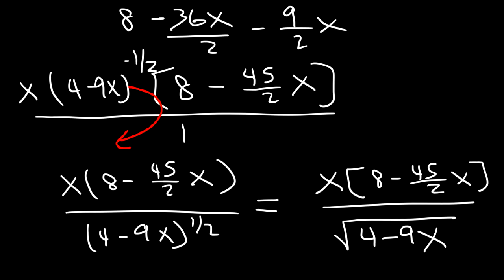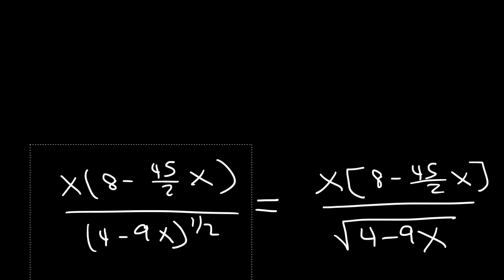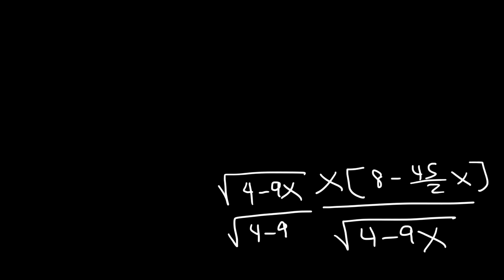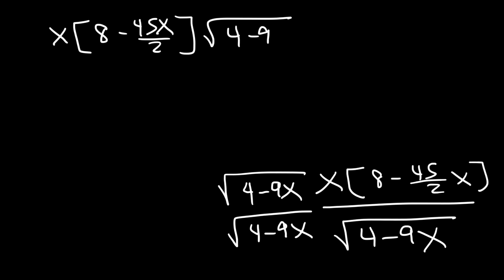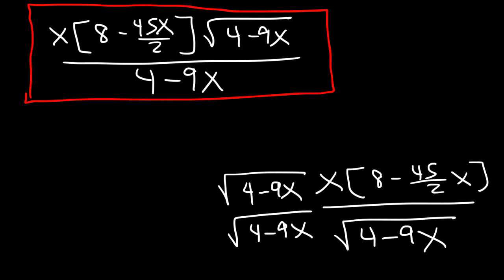But if you're told to rationalize the denominator, you can take it one step further. So if you need to do that, you can multiply the top and the bottom by the square root of 4 minus 9x. So you can also leave your answer as x, 8 minus 45x over 2 times the square root of 4 minus 9x divided by 4 minus 9x. So if you need to rationalize it, you can report your answer in this form, but if it's not necessary to rationalize it, this form is also acceptable. There's a lot less writing in this form.